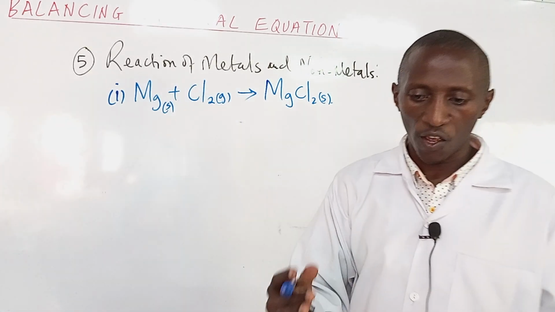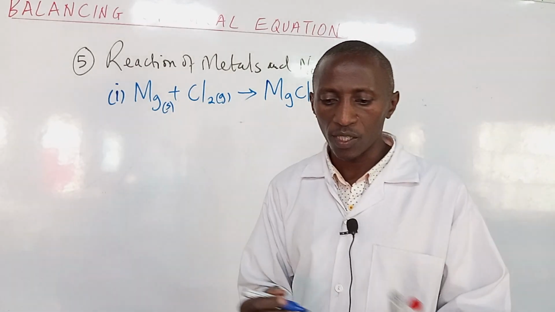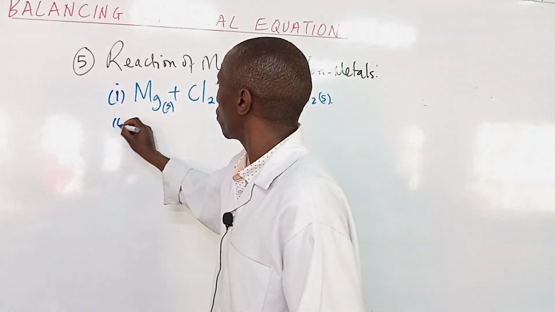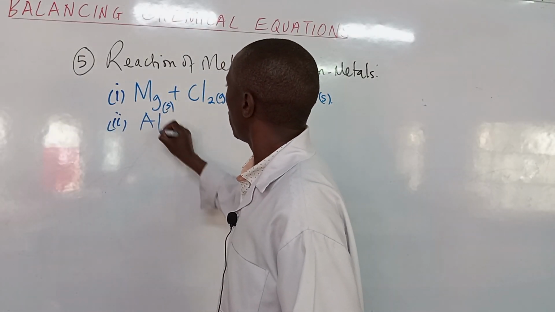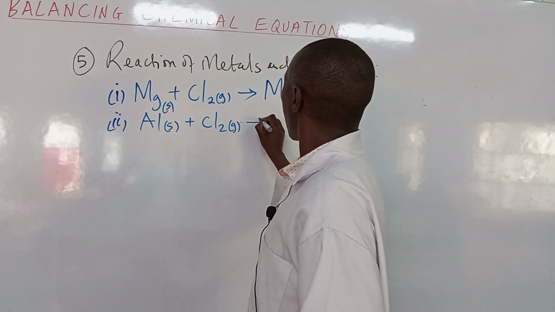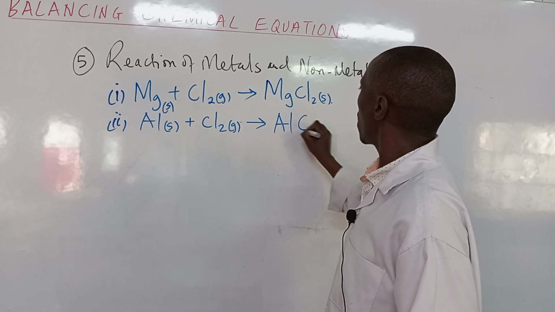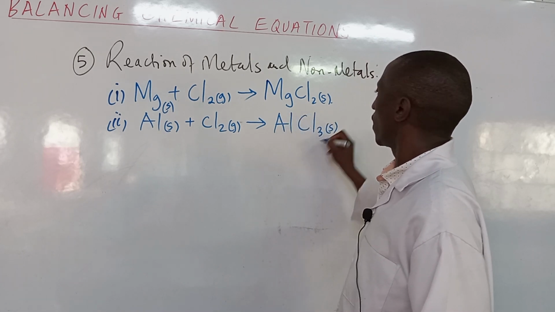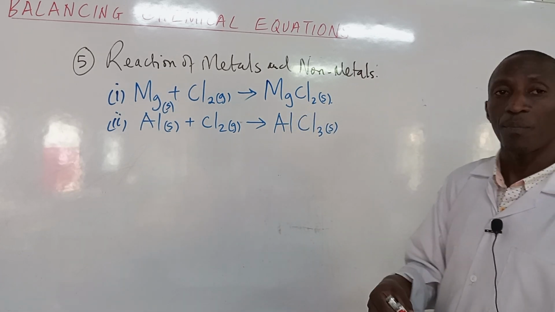And it is self-balancing. Let's talk about aluminium and chlorine. Number 2, aluminium solid and chlorine gas. We form the product aluminium chloride solid. So here we are required to do the balancing.